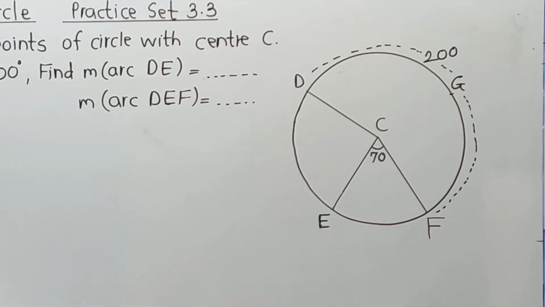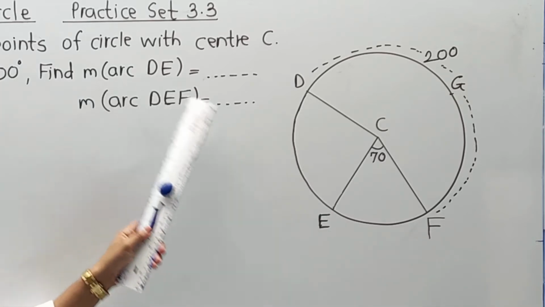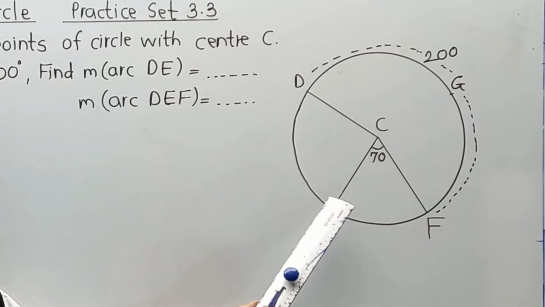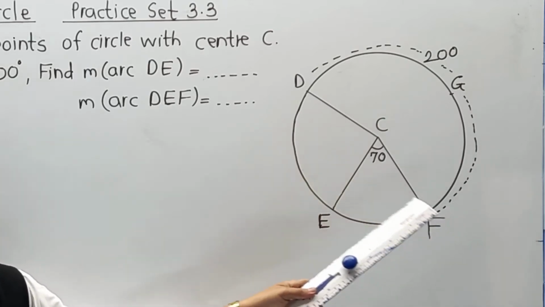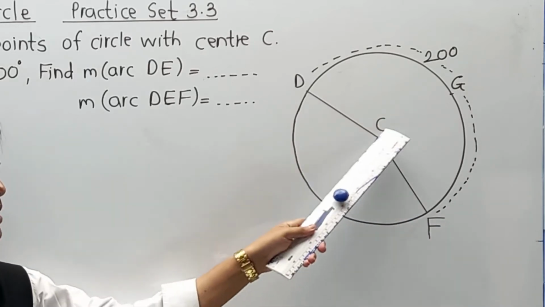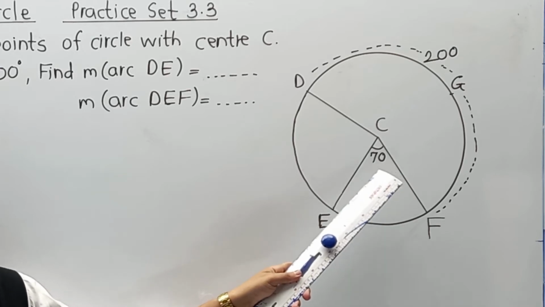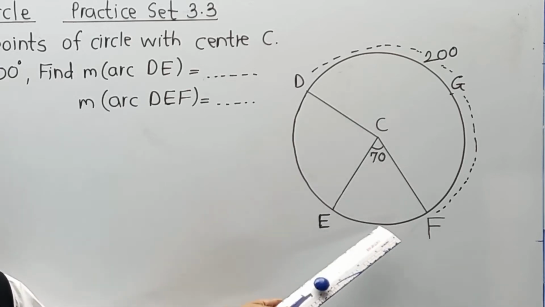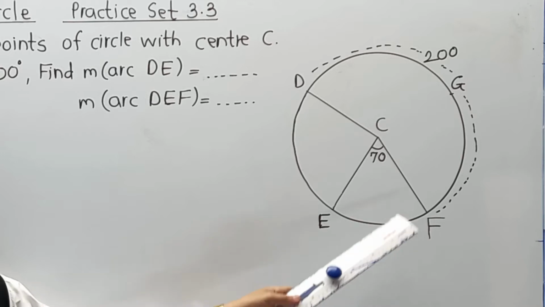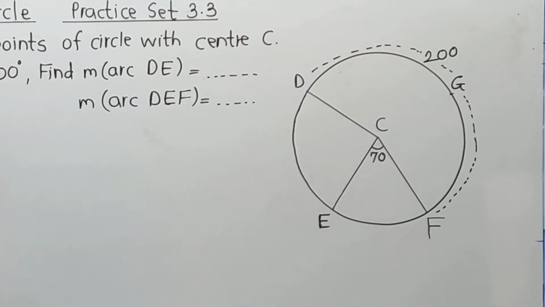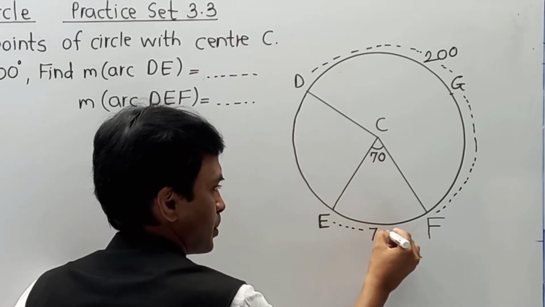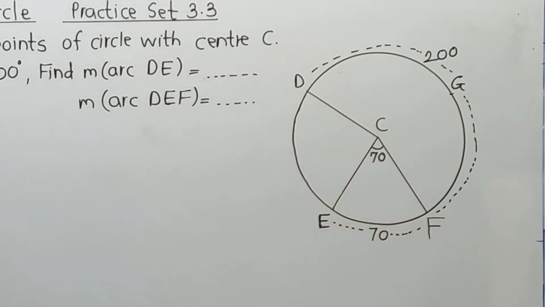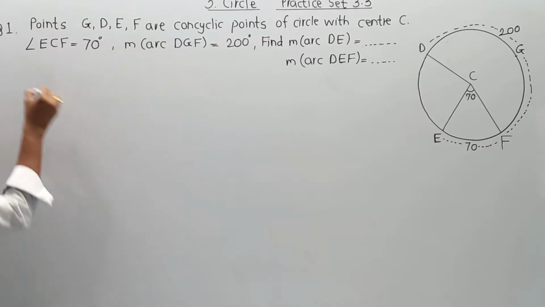So first our target is to find major arc DE. Remember, one by one part. They have given arc DGF as 200 degrees, and this central angle ECF is 70 degrees. We know very well, the value of a central angle is nothing but the value of the arc. If this is 70 degrees, automatically this arc will also become 70 degrees.